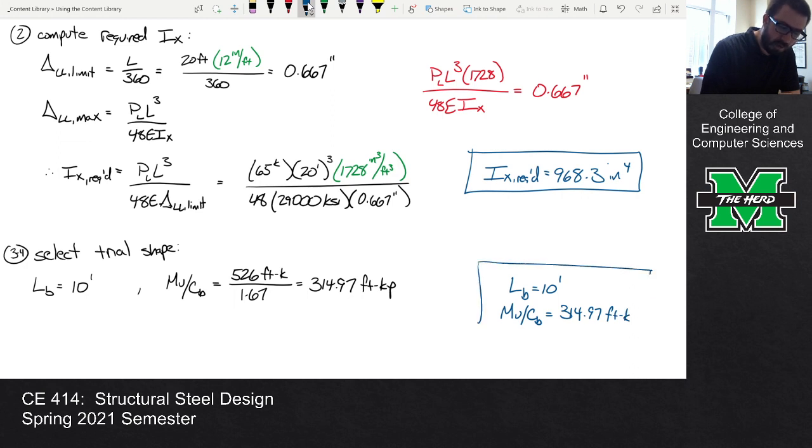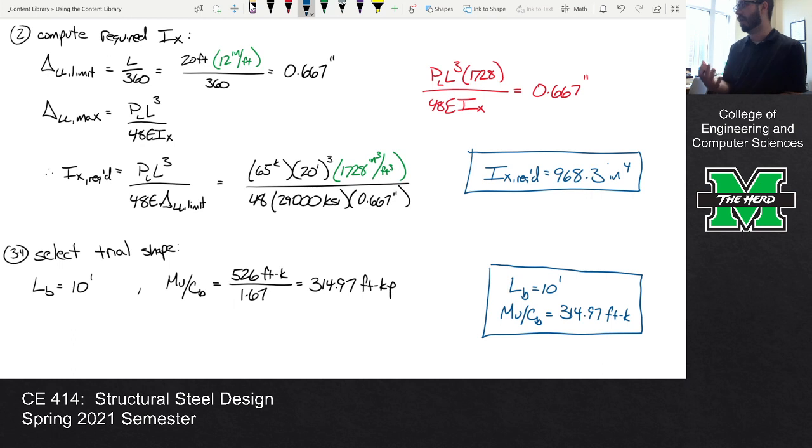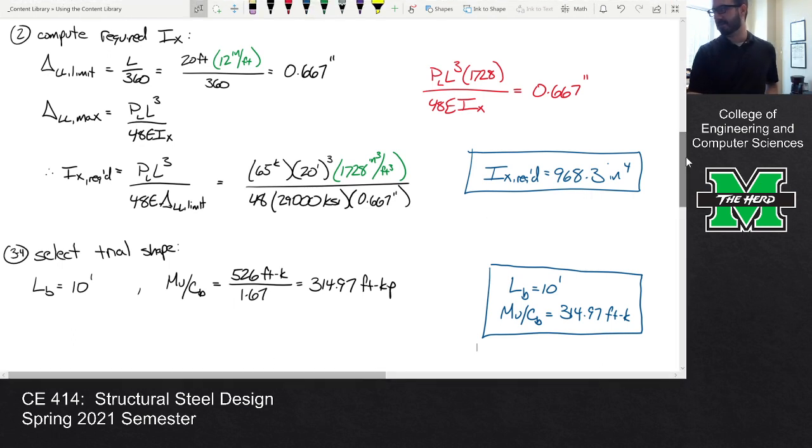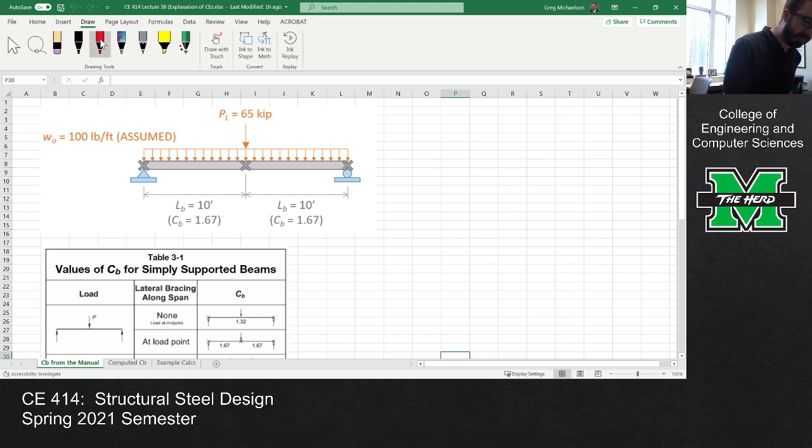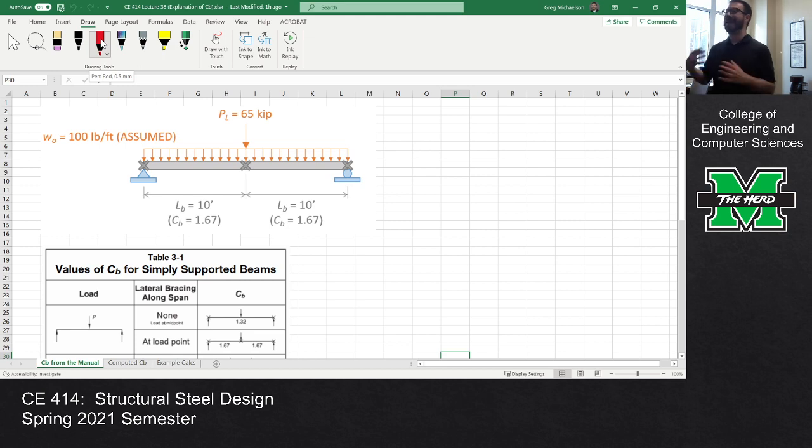Now I want to talk a little bit about that CB value. Let me erase this. I want you to have some appreciation as to where that's coming from. So first off, let me pull up this little Excel sheet I made. This is an Excel sheet I made to look at the CB value for this problem. If you remember, here's our beam that we're looking at. We've got a simply supported beam with a concentrated load at midspan and a distributed load.